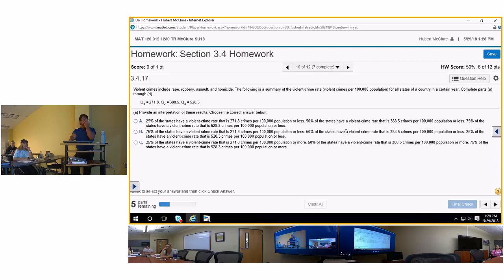Okay, I haven't gotten to quartiles yet, but that's a good thing for me to cover today. I'll be glad to cover them. First of all, this one doesn't even have it yet: the following is a summary of the violent crimes per person of state, complete parts A through D.